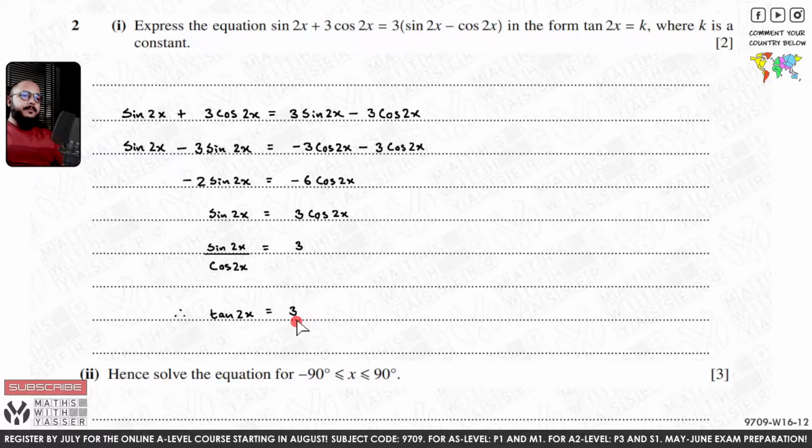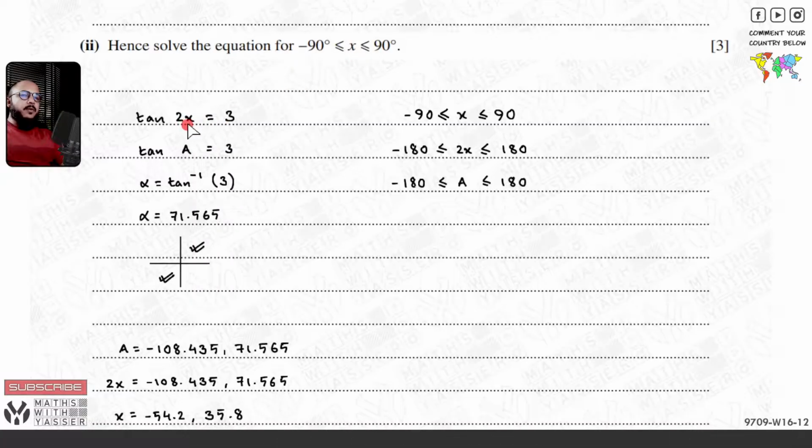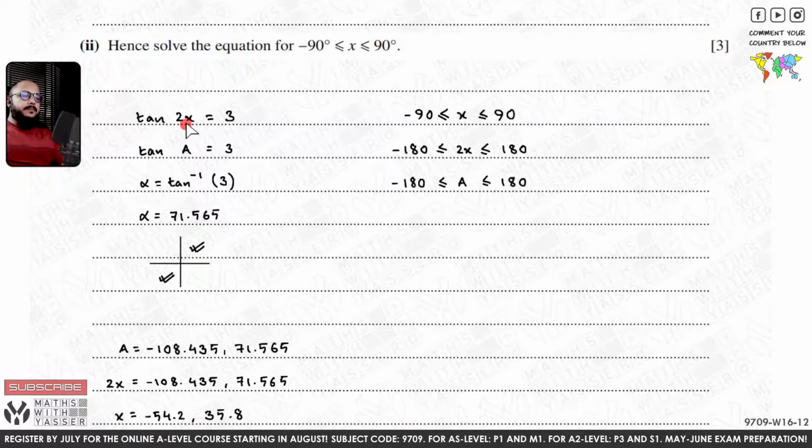In the next part of the question, it says hence solve the equation for x lies between negative 90 and positive 90. So for that, before we proceed, we need to fix the limit, because over here we have 2x and in the limit it says x. So if x lies between negative 90 and positive 90, that means for this to be 2x, we need to multiply 2 with both of them, and that gives us negative 180 and positive 180. Let's call this a different name, such as a. So a lies between negative 180 and positive 180.